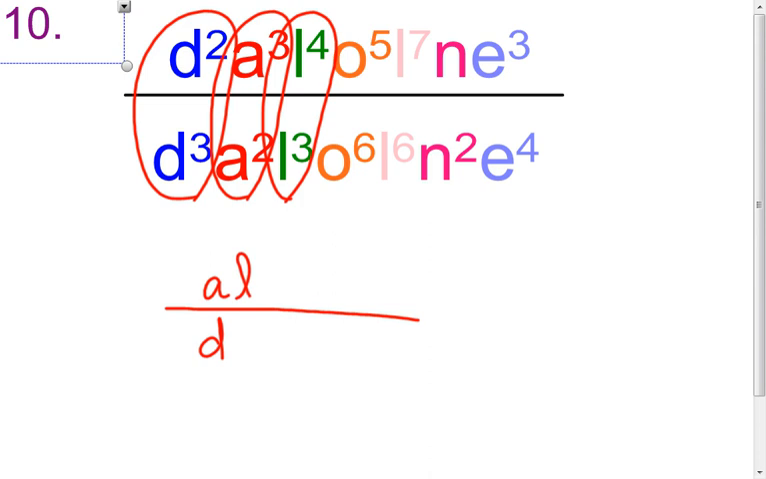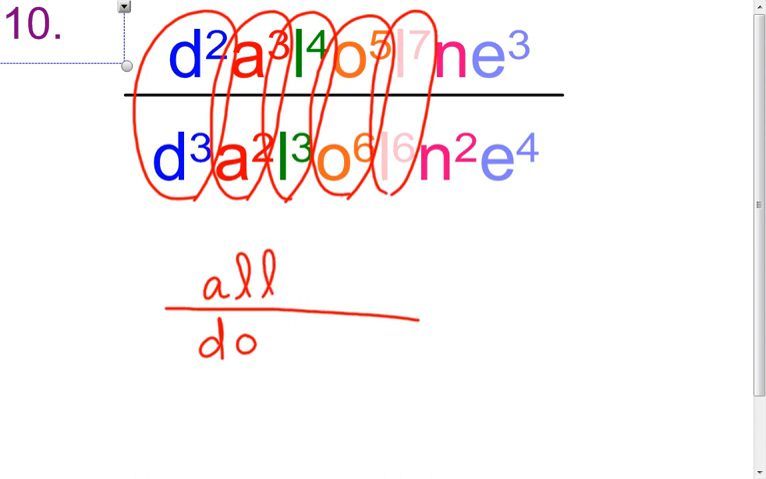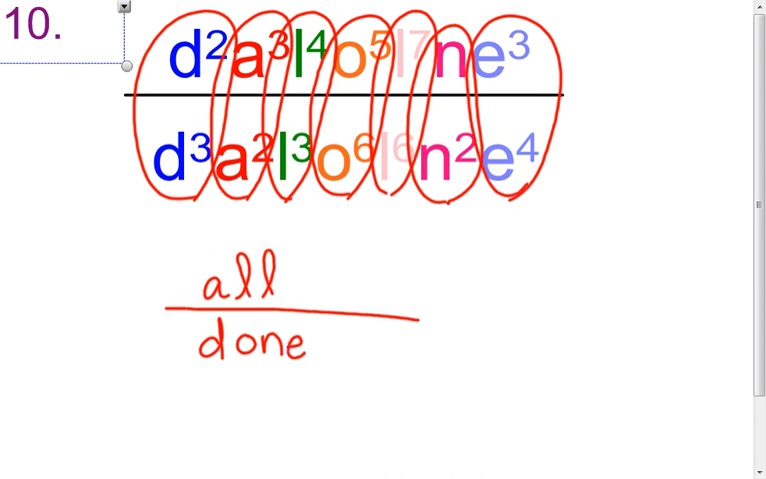I have 4 in the numerator, 3 in the denominator. I have 1 left in the numerator. Here, 5 on top, 6 on the bottom. They can cancel out, and I can have 1 O left on the bottom. Here, 7 on top, 6 on the bottom. I can cancel them out and leave 1 more on top. Here, 1 on top, 2 on the bottom. So that leaves me with an N on the bottom. And here, 3 on top, 4 on the bottom. That leaves me with 1 E left on the bottom.